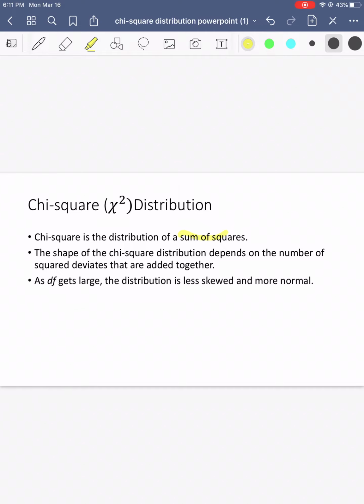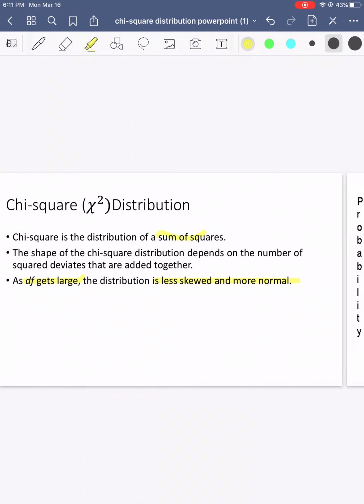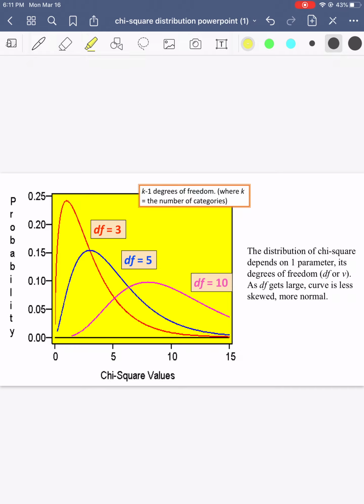So we're going to talk about how to calculate the degrees of freedom, but from your prior knowledge, I want you to think about how we calculated degrees of freedom before. And does this sound familiar to you? As our degrees of freedom get larger, we're more normal. So think about what that might sound like. And then let's take a look at the chi-square distribution here.